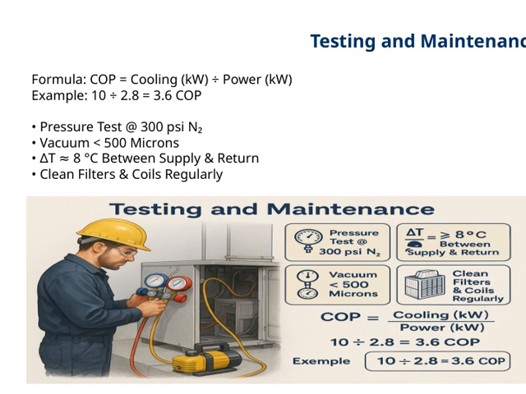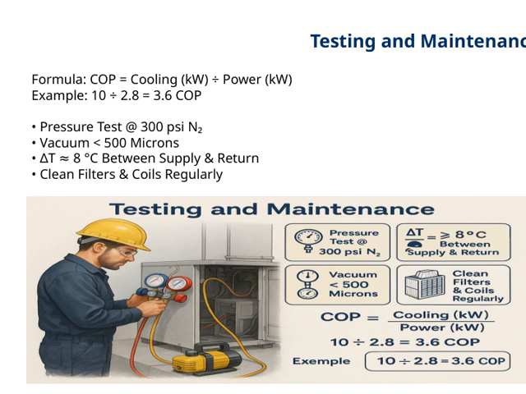Next, during testing, it's important to perform a pressure test at 300 psi using nitrogen. This helps us verify the integrity of the system and ensure there are no leaks. Also, achieving a vacuum of less than 500 microns is essential for optimal system performance, as it indicates that the system is properly evacuated and free of moisture or contaminants.